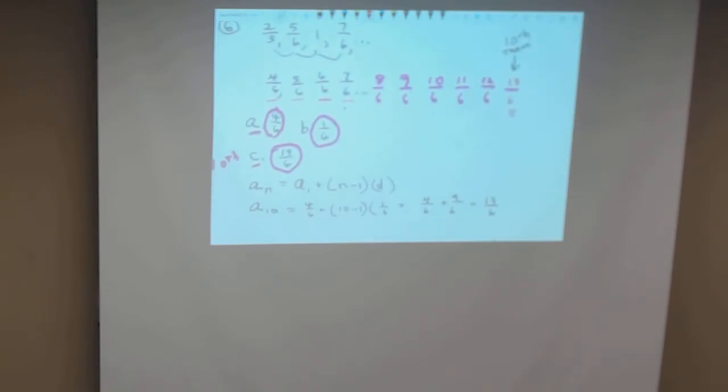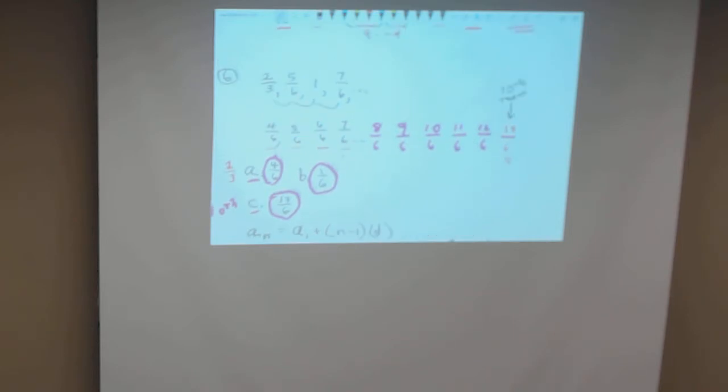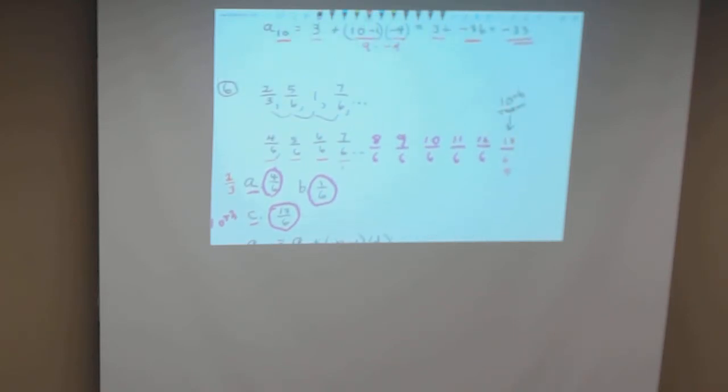So the first term is 4/6, or 2/3. The common difference is 1/6. You go, how'd you get that? Okay. Let's take these two right here. 5/6 minus 4/6. Find the difference between the first two equals 1/6. So see how I find D?